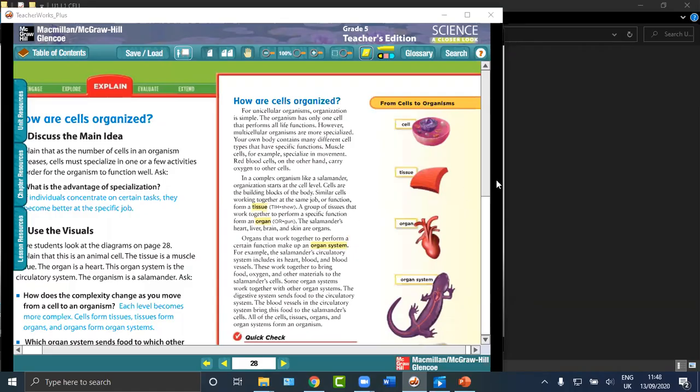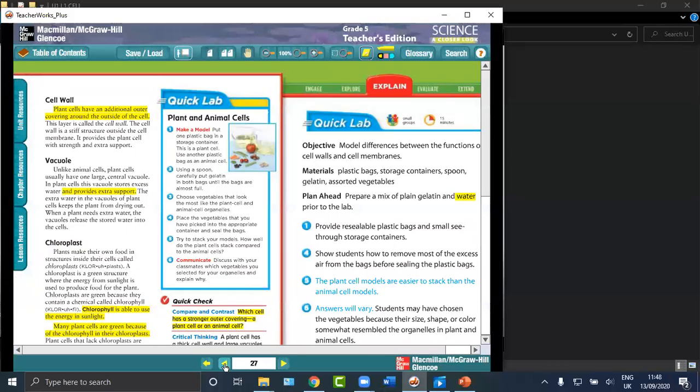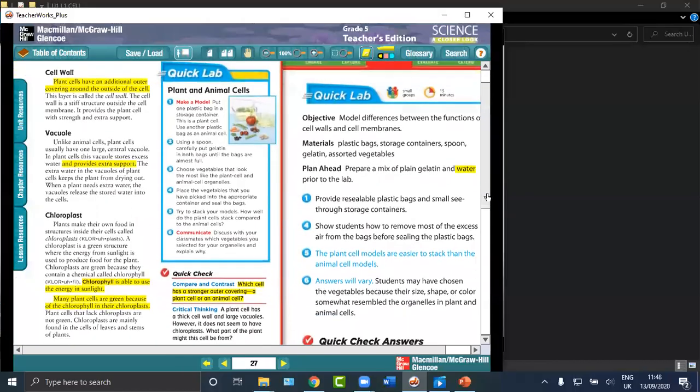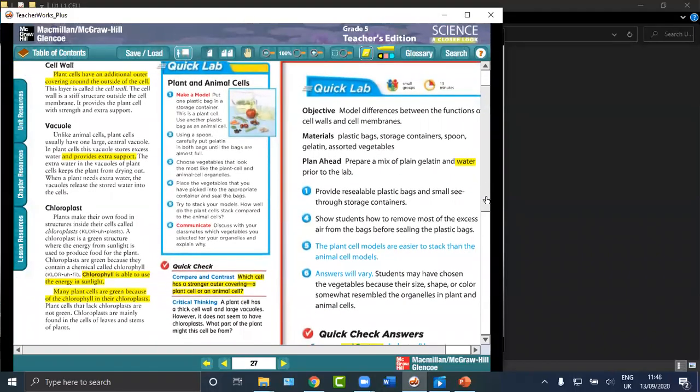Mister, can you go back to the last page and say the answer of the critical thinking? Okay. Critical thinking: how are complex organisms organized? Page 27. Plant cell has a thick cell wall and large vacuole.